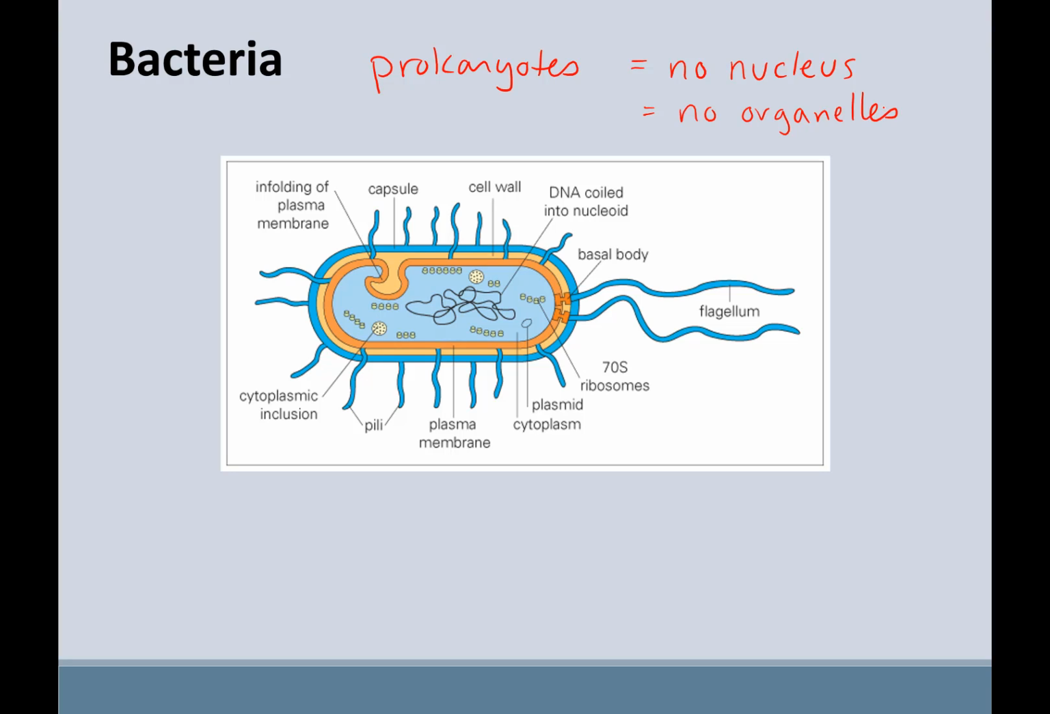A couple other differences. The DNA is one circular double-stranded chromosome. Okay. They do have their own ribosomes, and the ribosomes are slightly different than eukaryotes. So this is actually a target for some antibiotics.